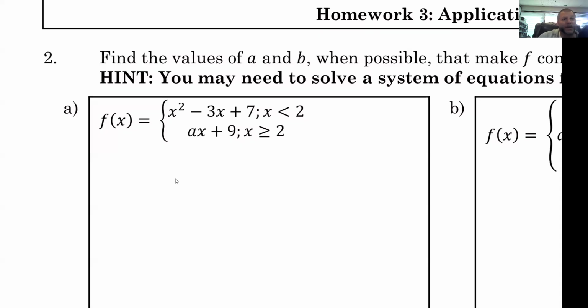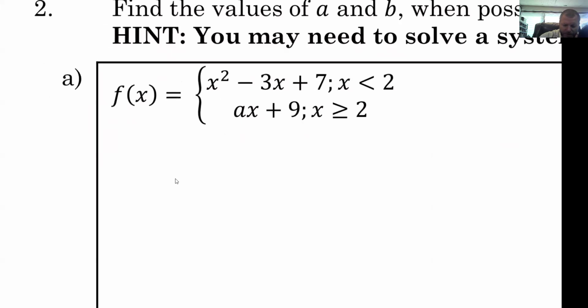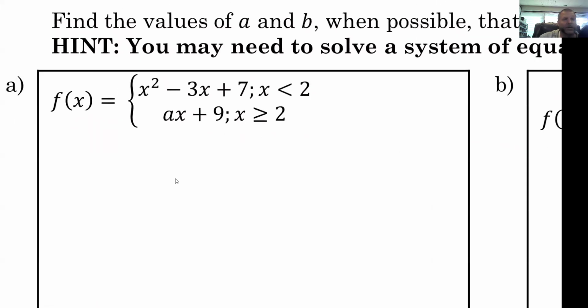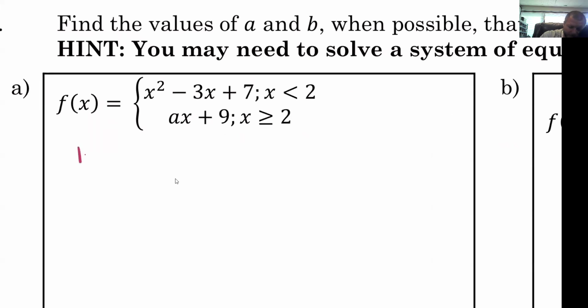Right, so in these ones, we want to find what value of a makes the function continuous. So this is a question about limits, technically, right? We know that to be continuous, the limit as x approaches some number, in this case 2, from the left direction has to be equal to the limit as x approaches 2 from the positive direction. Technically, it would also have to equal f of 2.